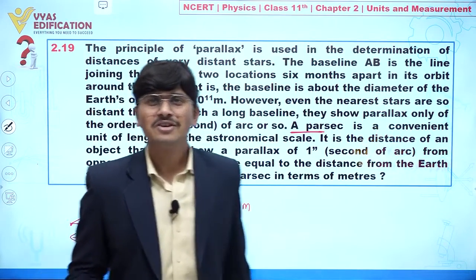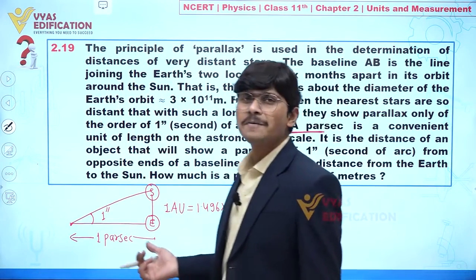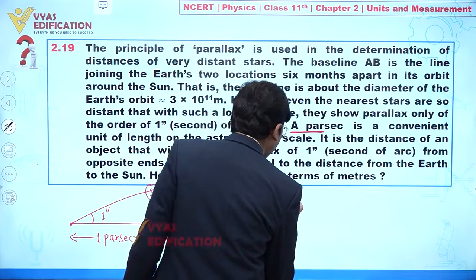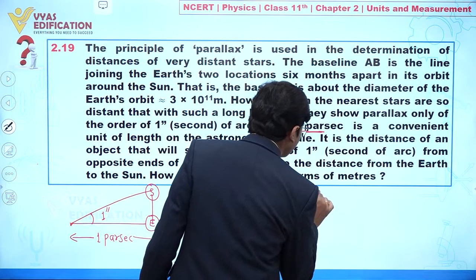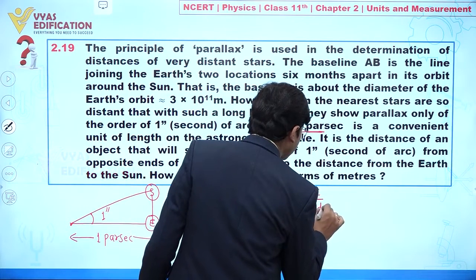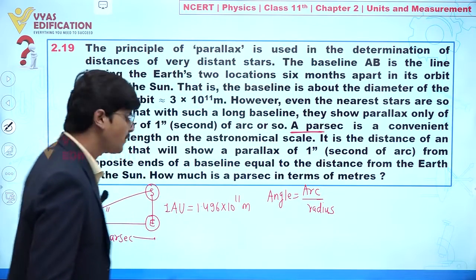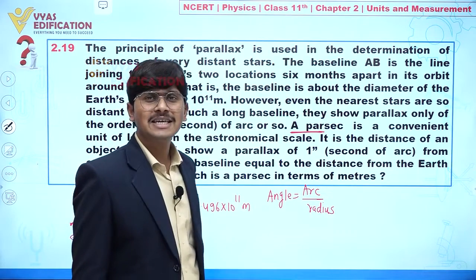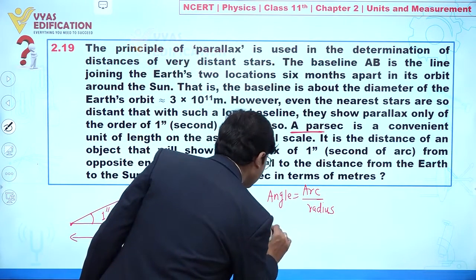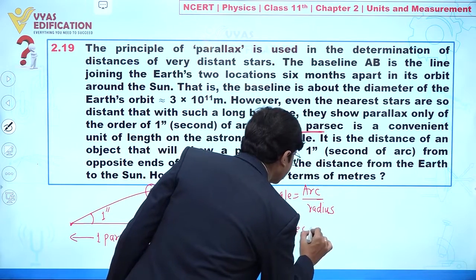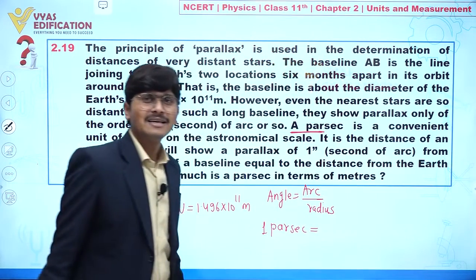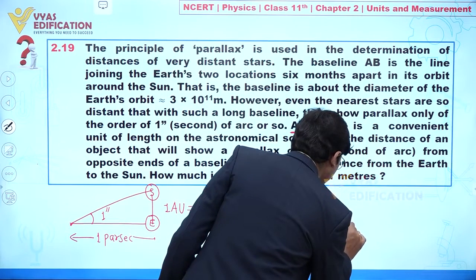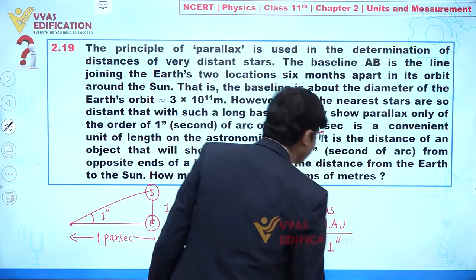Now what is our objective? Our objective here is to calculate 1 parsec. Clear? So how can we calculate? Directly we can apply here angle equal to arc upon radius. Clear? Actually, you can see, if you are observing from here, the radius is equal to 1 parsec. So I can say 1 parsec is given by arc upon angle. Clear? Arc is given to you, 1 astronomical unit, and what about the angle? Angle is given to you, 1 second.